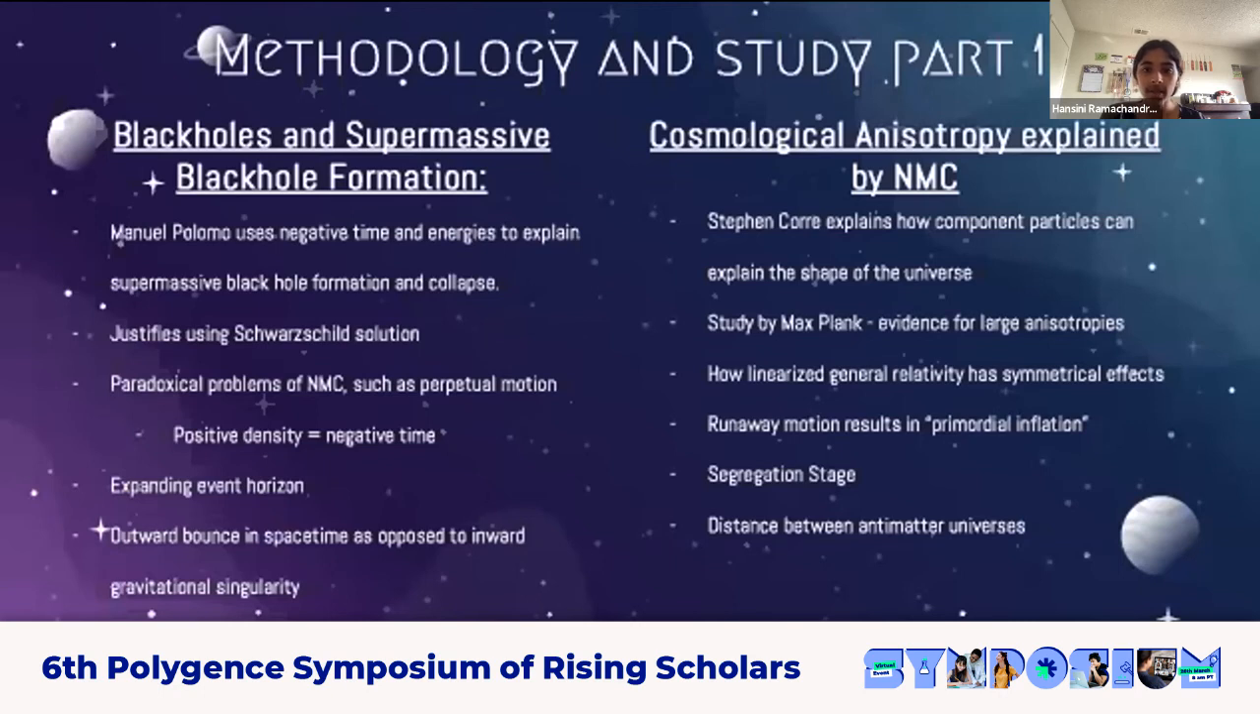He also states that negative universes must have an effect on our universe, and that runaway motion results in primordial inflation, which is the constantly accelerating and expanding growth of our universe. He delves into what a segregation state is, which is the overlap of positive mass and negative mass universes. And finally, he concludes that the distance between antimatter universes must be different from the distance between matter universes.